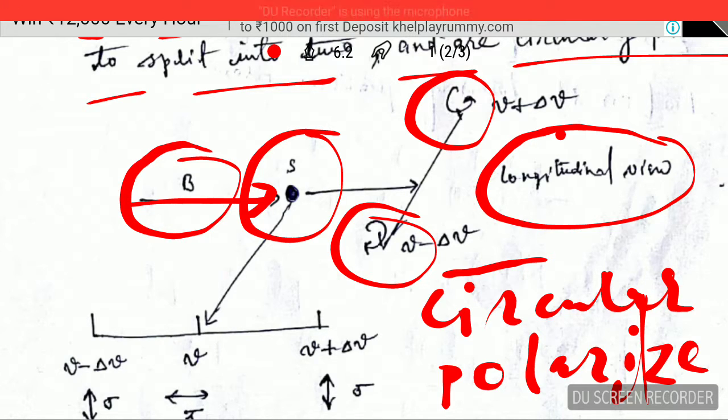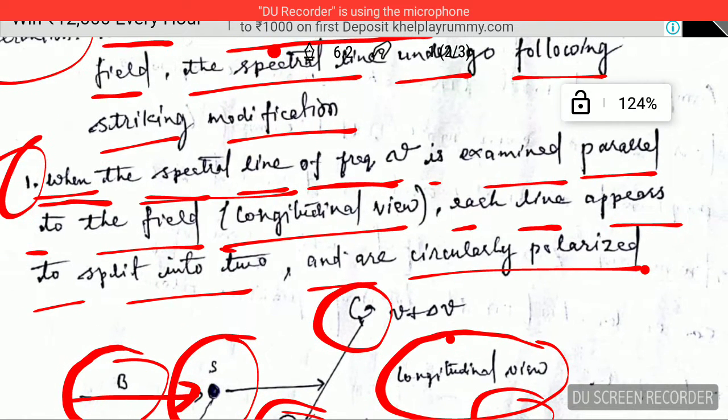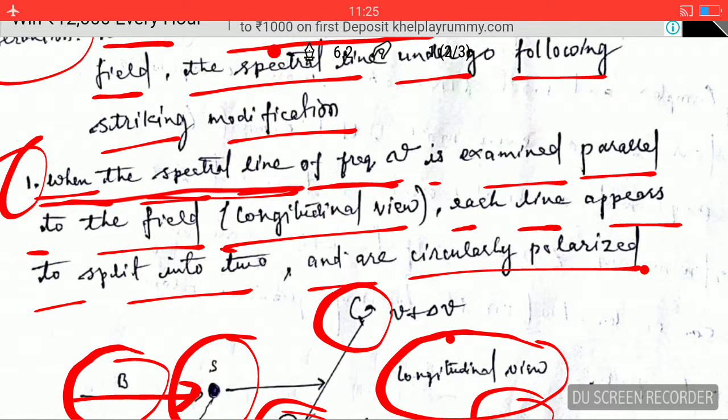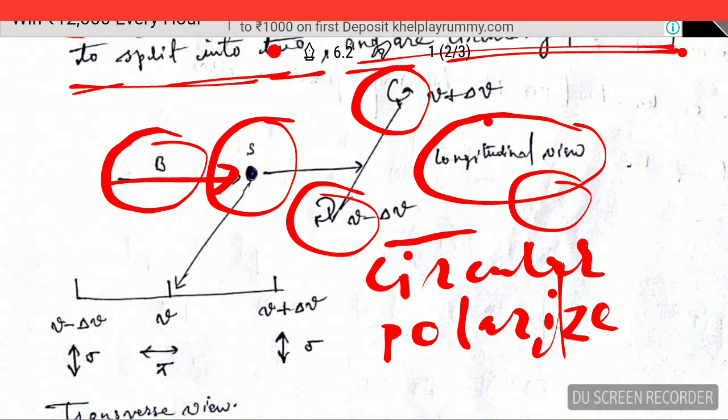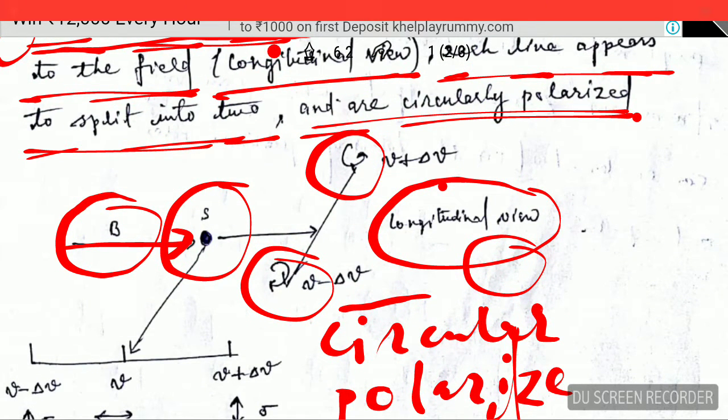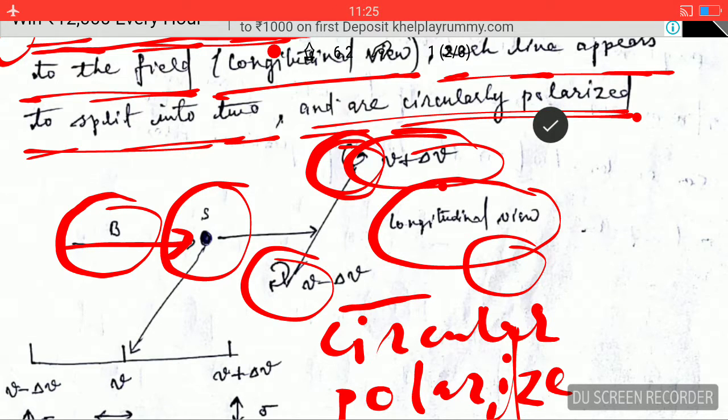Okay friends, you have understood this thing. This was our first observation. Let's again read the first observation. So when the spectral line of frequency nu is examined parallel to the field, longitudinal view, each line appears to split into two and are circularly polarized. This was our first observation. Now you can also see the frequency of these lines. The first frequency is this, and the second frequency is this.